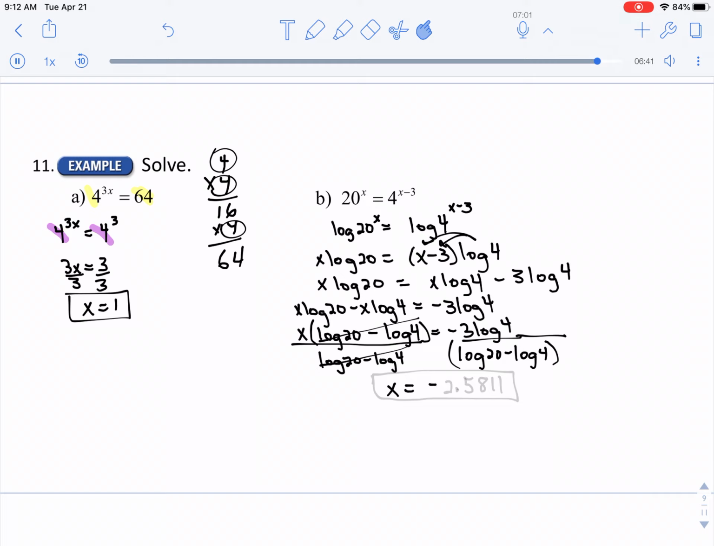approximately negative 2.5811. Now, I want to warn you that my math lab is going to tell you what place to round it to. I went to 4 decimal places. It might tell you 3, it might tell you 2, it might tell you 1. You have to pay attention because it'll count you wrong if you don't round it properly.